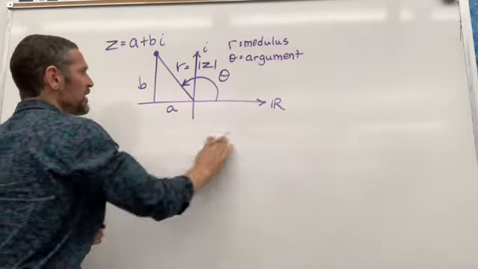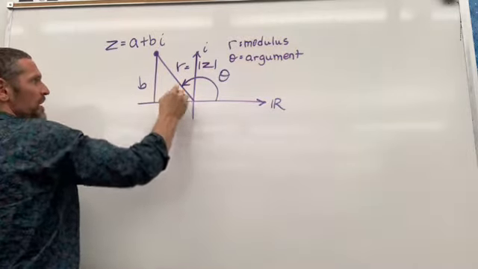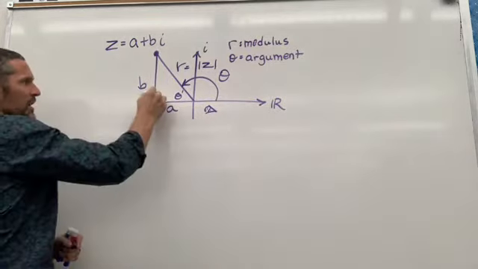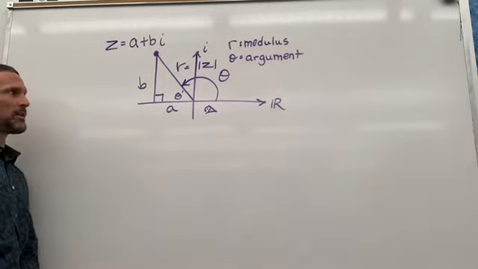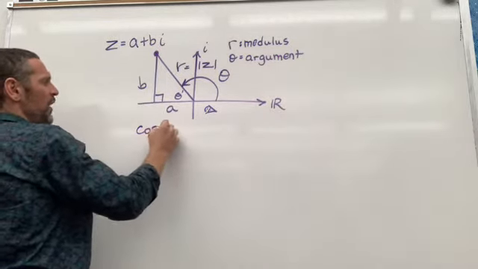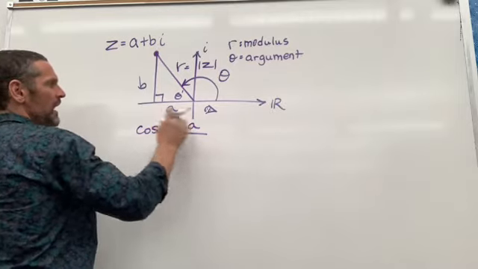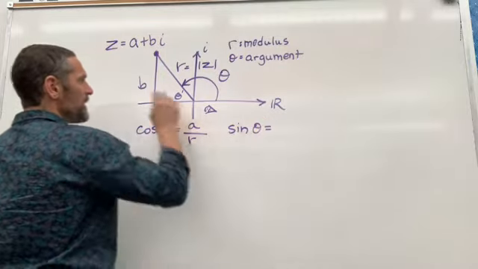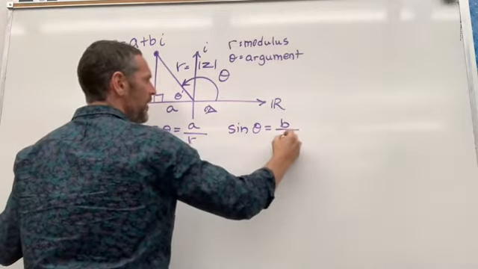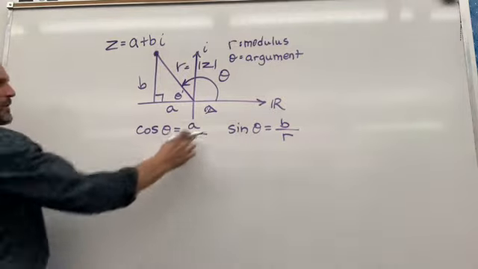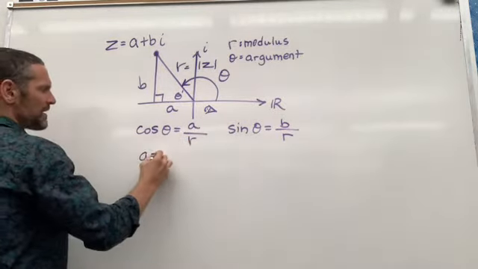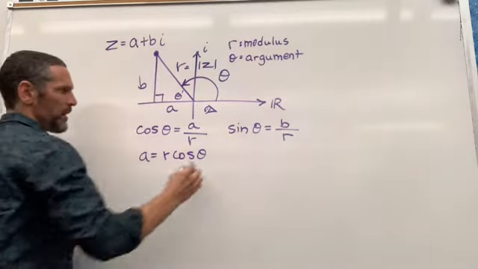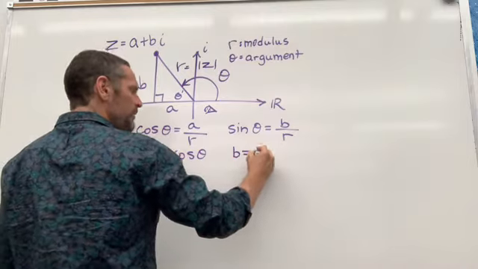So if we do a little trig here, remember this is theta, this will be theta prime. We take our eyeballs and look through theta prime to find our trig ratios. Here we have SOHCAHTOA because this is a right triangle. So cosine of the angle will be a, adjacent over hypotenuse, and sine of the angle will be b, opposite over hypotenuse. If we do a little math manipulation, multiply both sides by r, we get a is equal to r cosine theta. If we multiply both sides of the other equation by r, we get b is equal to r sine theta.